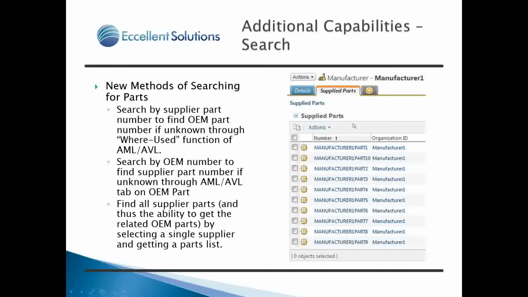Another useful function is that you can browse to a particular manufacturer and get a list of all the parts in your system that manufacturer supplies. And since all of this is linked to the database, you can click from there to any of the individual manufacturer parts, and thus navigate through the AML to any of those parts, or the AVL for the vendor parts. So some pretty useful functions there to navigate through your parts.